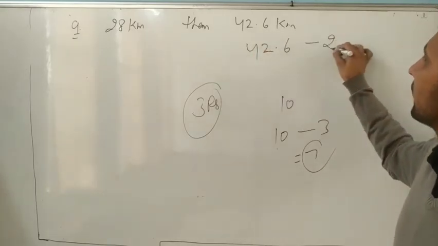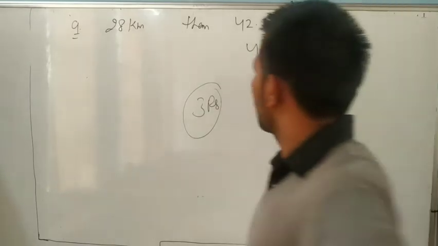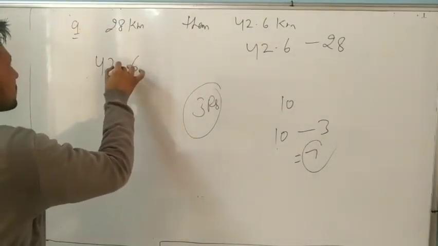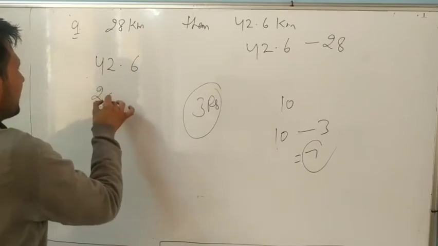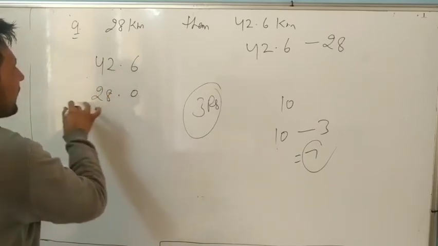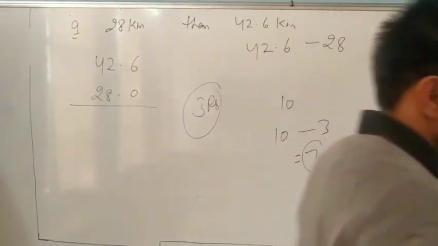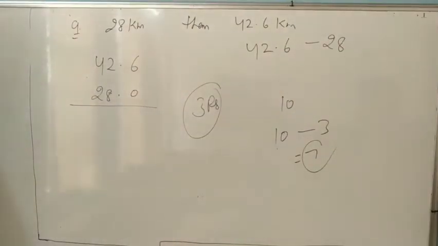42.6 minus 28. Okay. You will do it yourself. 42.6. Always write 28 with the decimals in the same line. You can add a 0. Now you subtract it. Do question number 9 yourself also. Now we'll do the next exercise, 2.6.